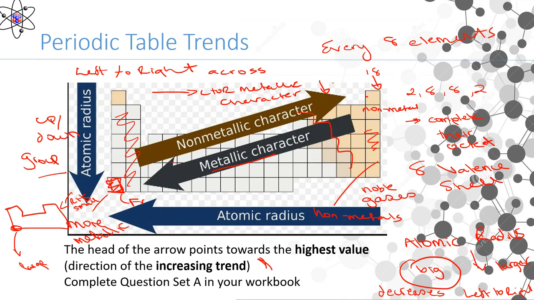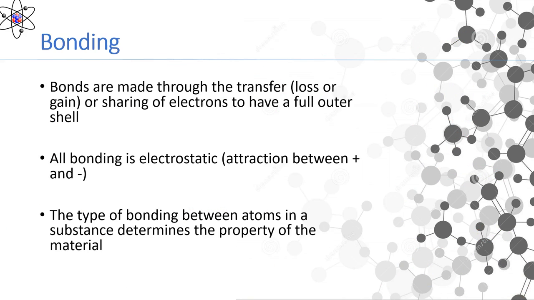So we can start to predict, will it be a metal? Will it be a non-metal? What type of bonding will it form? And we'll talk a little bit more about bonding as we move through this topic. Okay, but it's important to remember, and we've talked about bonding a little bit before in year 9, that chemical bonds are made through the movement of electrons. So the type of bonding that we see is dependent on the valence electrons.